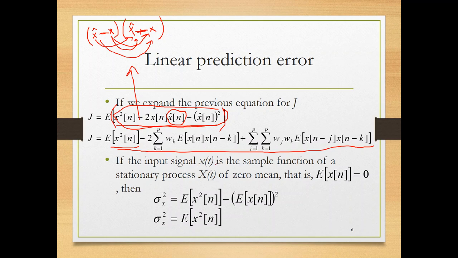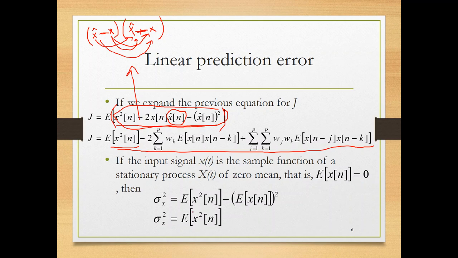If the input signal x of t is a sample function of a stationary process. Anybody remembers what a stationary process is? A stationary process is any signal with mean equal to zero and constant autocorrelation. We need these types of signals. We usually model them in wireless communication and digital communication. They have many practical applications actually. So the expectation of x of n for these types of signal is equal to zero.